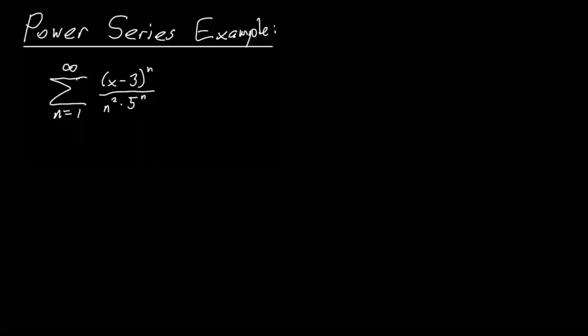Okay, here's another example of a power series. This one is not centered at 0. It has that x minus 3 to the n term in it. And so this is actually centered at x equals 3. I mean, we can see this if we just write out some terms of the series like we did before.